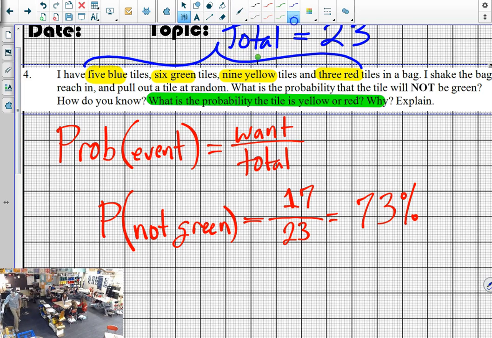So if we actually want to calculate the probability of red or yellow, we have to add them together. But I took either way that people gave it to me. So now if what I want is red or yellow, how many are there that are red or yellow? Alex? 12. What's my total now? Same as it's always been. 23.